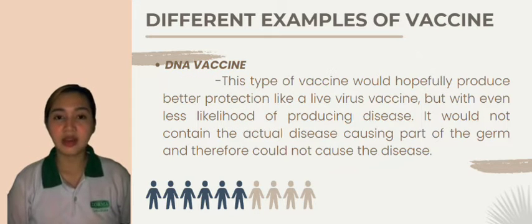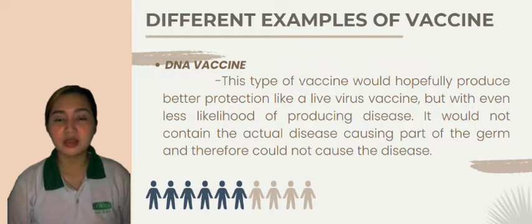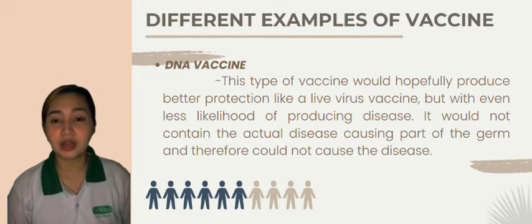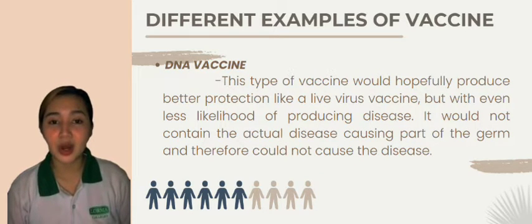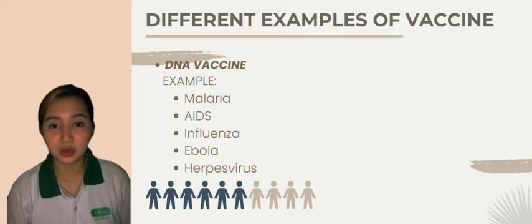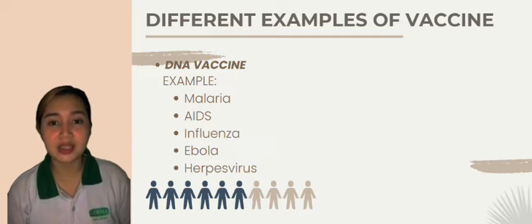Next is a DNA vaccine. This type of vaccine would hopefully produce better protection like a live virus vaccine, but with even less likelihood of producing disease. It would not contain the actual disease-causing part of the germ and therefore could not cause the disease. Currently, DNA vaccines or gene vaccines are only experimental. A particular gene from a pathogen is inserted into plasmids, and the plasmids are then injected into skin or muscle tissue. At present, human trials are underway with several examples of DNA vaccines, including those for malaria, AIDS, influenza, Ebola, and herpes virus.